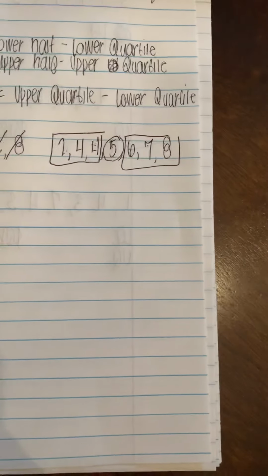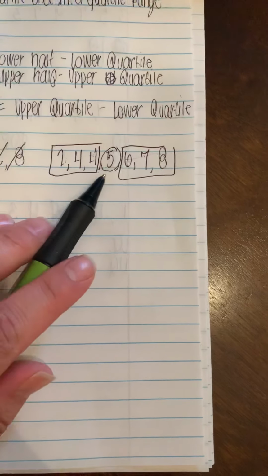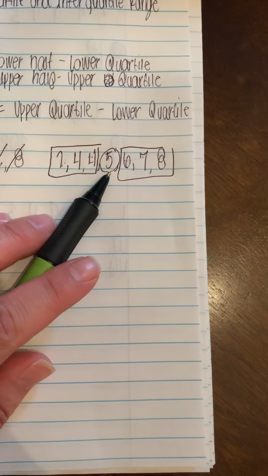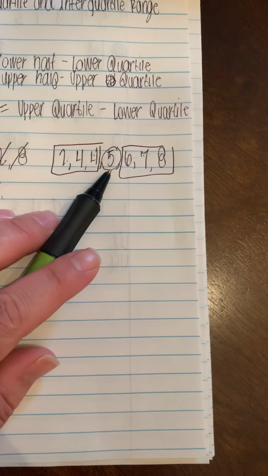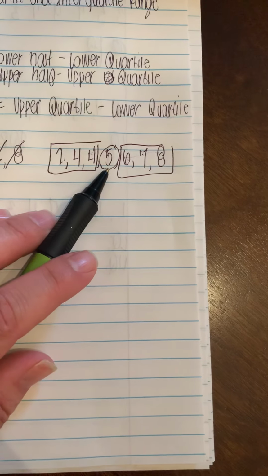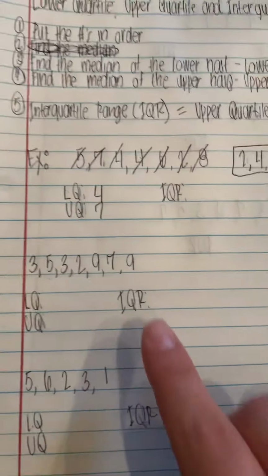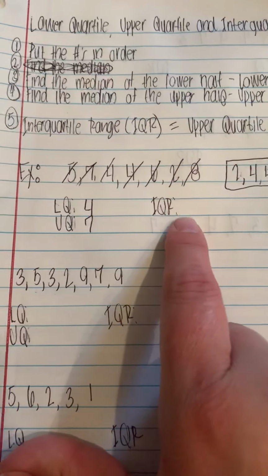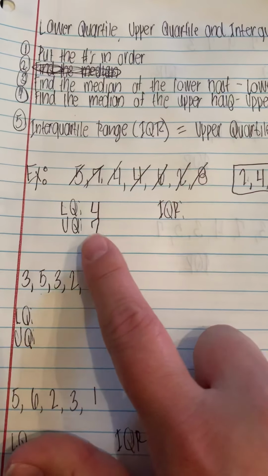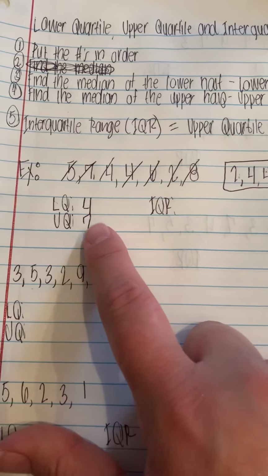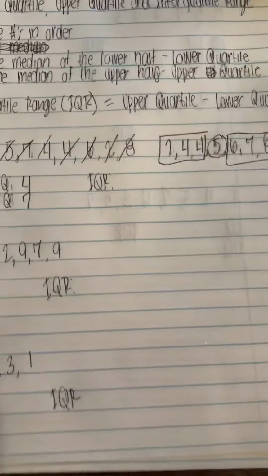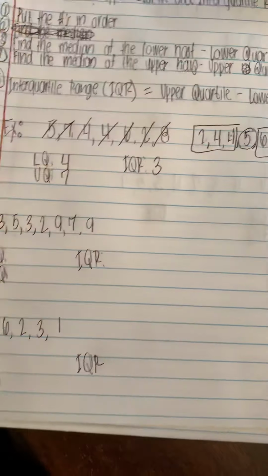And I want you guys to notice here, the middle number, I did not use that. So you do not use this middle number here. So I have my upper quartile and my lower quartile. To find the interquartile range, I'm simply taking the upper minus the lower. So 7 minus 4, and that's going to give me 3.